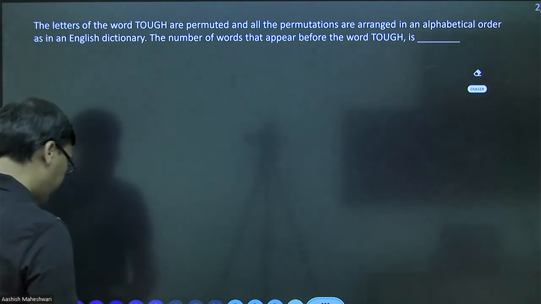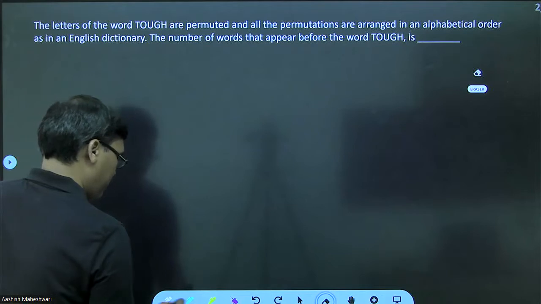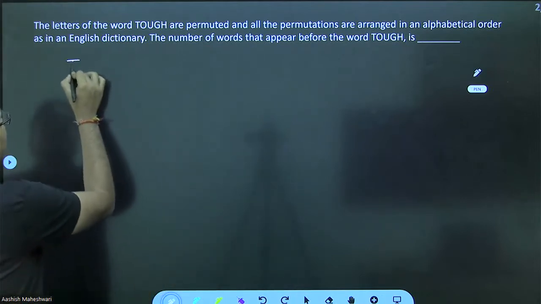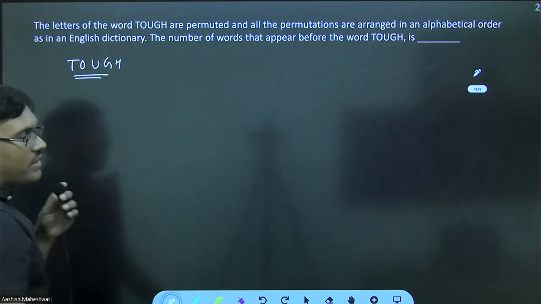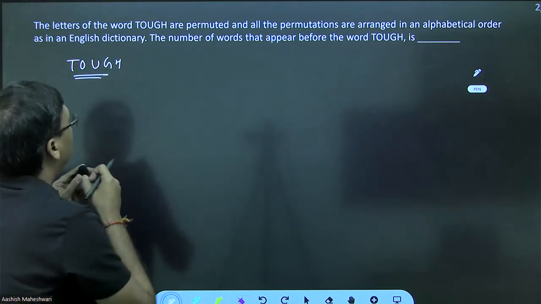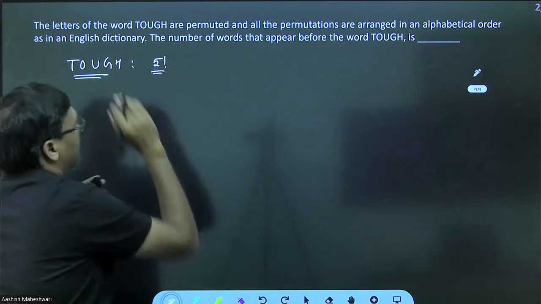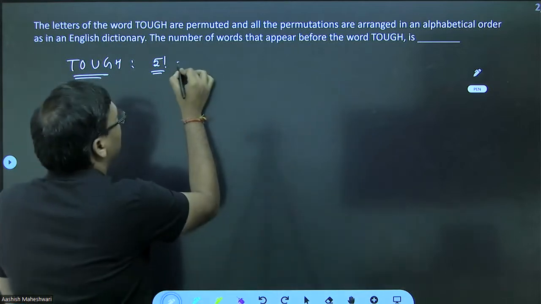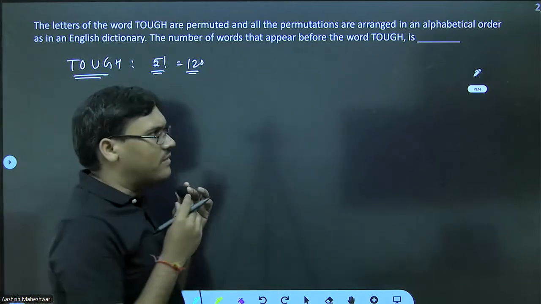We will see. First, understand the question. If you have the word TOUGH, how many words can we form using this? How many words can be made using all the letters of this word? You can say a total of 5 factorial words. I can arrange this in 5 factorial ways, that is 120 words, which can be made with meaning or without meaning, right?